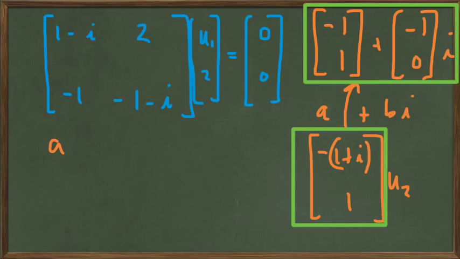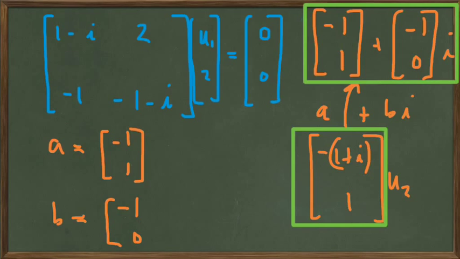The A is the part that doesn't have the I in it, this vector minus 1, 1, or the vector that's not multiplied by I, and the B is the vector that is multiplied by I, minus 1, 0. Notice that if we'd solved this other equation, that times that, we would have gotten a different A and B, but it would have been a valid solution that is essentially a multiple of the other solutions.